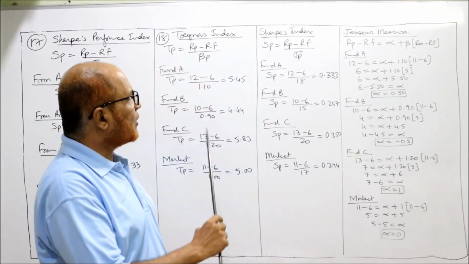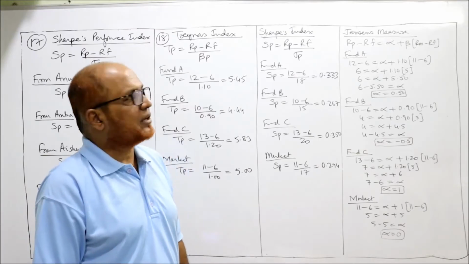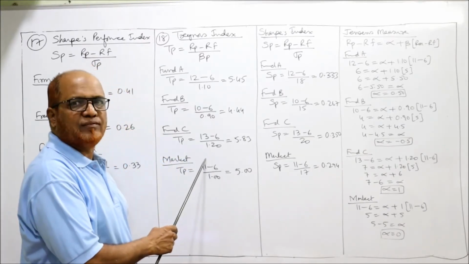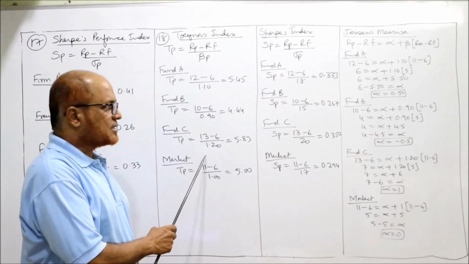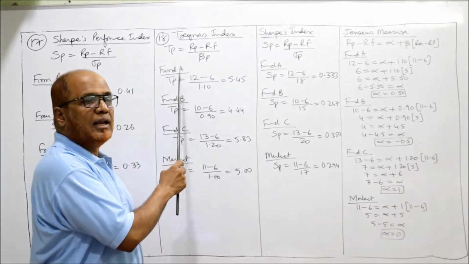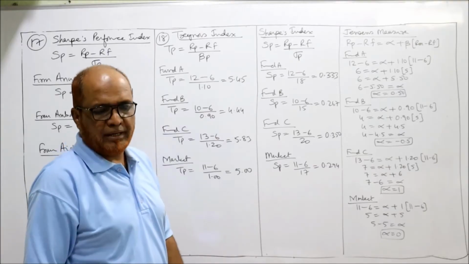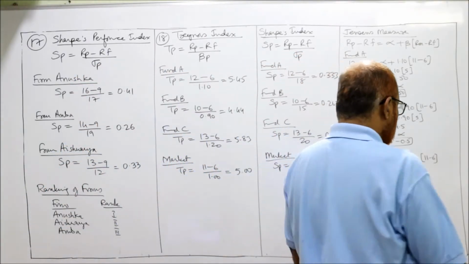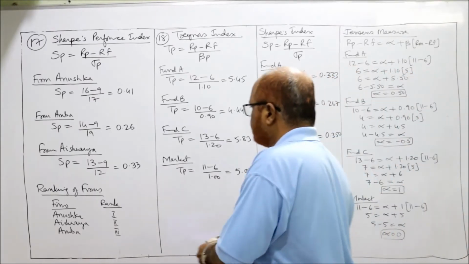So the conclusion will be the same for all three measures: Sharpe, Treynor and Jensen's. The conclusion is that fund C is the best fund compared to the market. Second rank will go to fund A and last rank will go to fund B. That is the conclusion for this problem. So we have completed the 18th one.